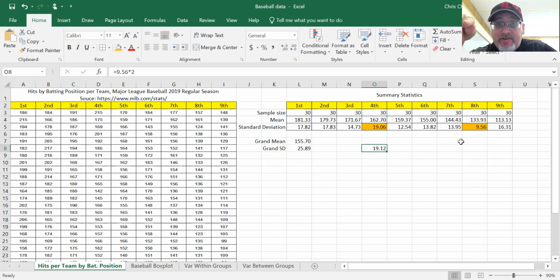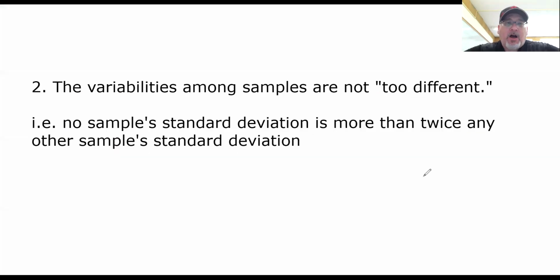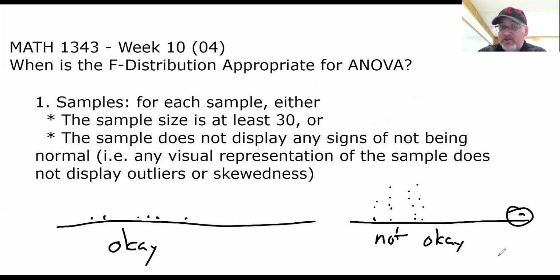So there's no other standard deviation that could be more than twice another, because the largest is not more than twice the smallest. So these standard deviations meet the criteria, which means that we can and will use an F distribution to do an analysis of variance test. So a fairly short video, which is good to make up for the very long video at the beginning. The variabilities among samples are not too different. No sample standard deviation is more than twice any other sample standard deviation. That, coupled with the fact that the sample sizes are all at least 30, means that we have the green light to use the F distribution for an analysis of variance on this particular data.